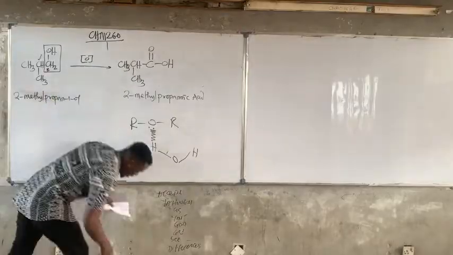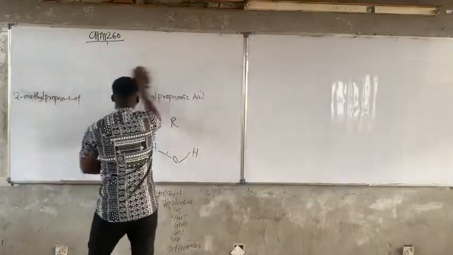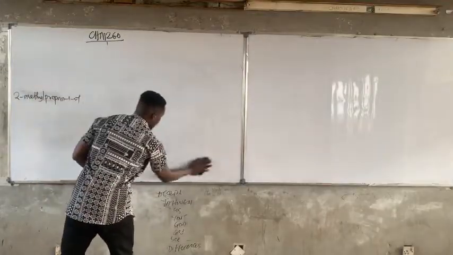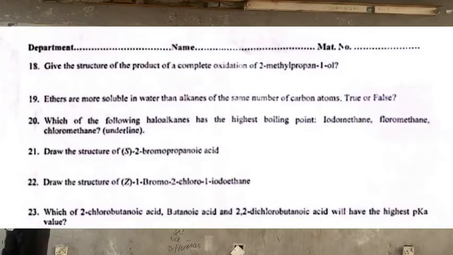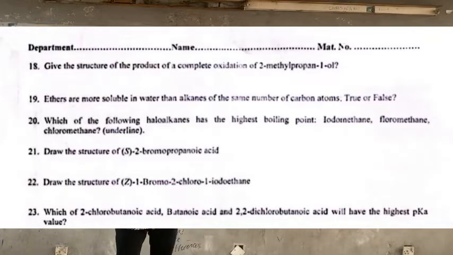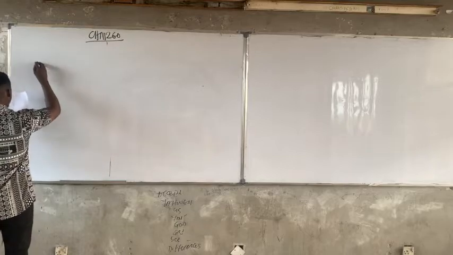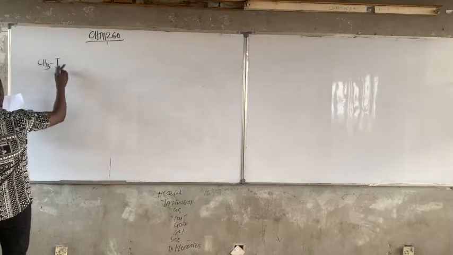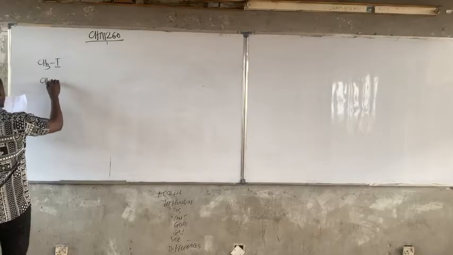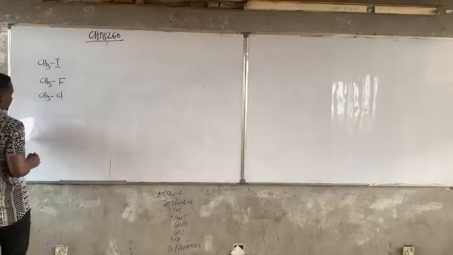Now question number 20 says, which of the following haloalkanes has the highest boiling point? We have CH3I, CH3Br, and CH3Cl.